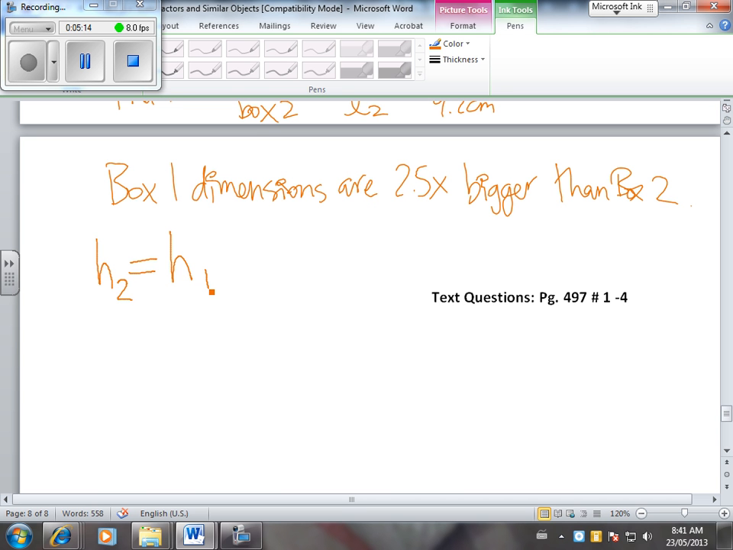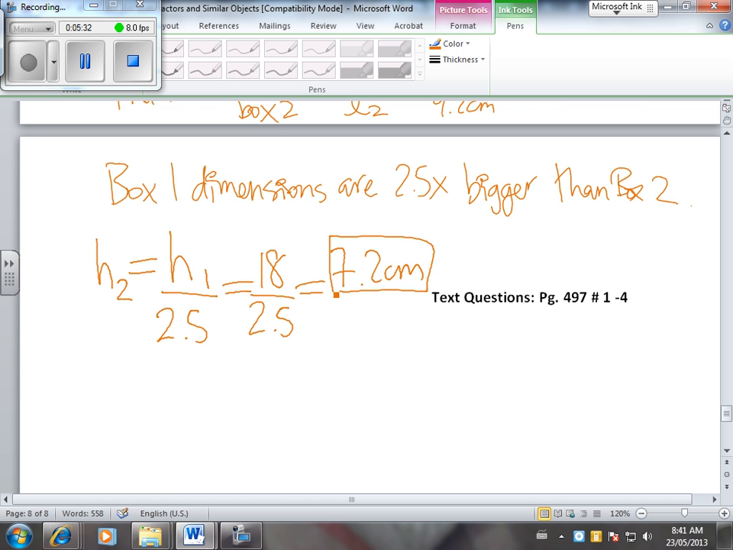And keeping in mind that we want to go from a bigger number to a smaller number because box 1 is bigger than box 2, we're going to divide by 2.5. And we have 18 divided by 2.5, and that gives us 7.2 centimeters. And that's the height of box 2.